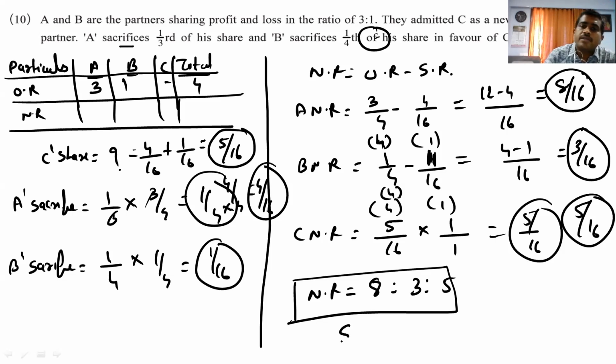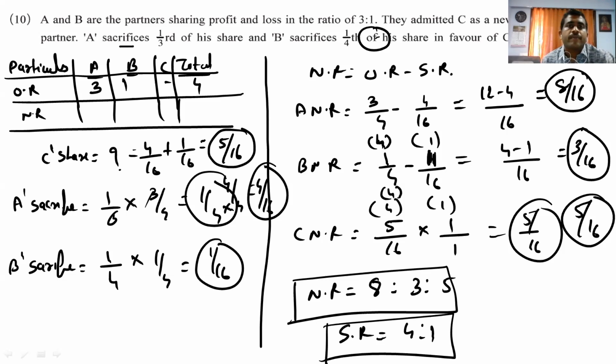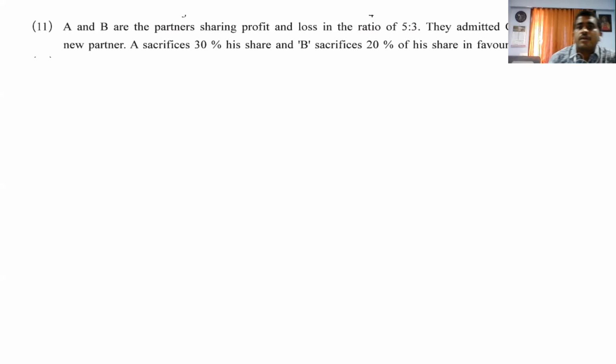While our sacrifice ratio comes to us 4 by 16, that is 4 is to 1. Right? So that completes the 10th question. So now let's see the 11th one.